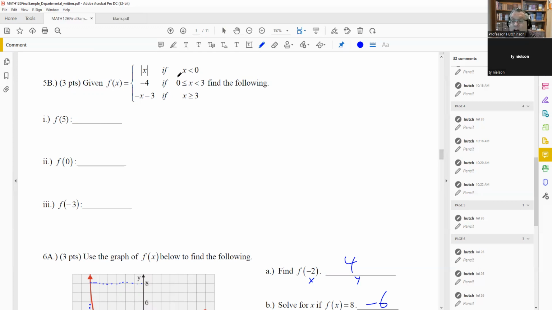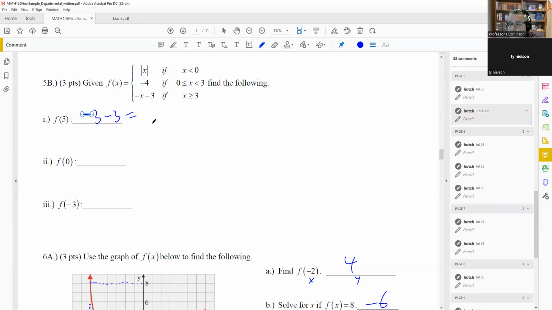So first thing is that 5, I know 5 is not less than 0. So that's no good. Doesn't use the first one. This one, the 5 is not between 0 and 3, so it's not the second equation, so it must be the last one. X is greater than 3, so yes, 5 is greater than 3. That tells us that we're going to use the third equation. So we're going to do -3 minus 3 equals -6. So we're plugging the 3 into the x right here. -3 minus 3, that's where -6 comes from.